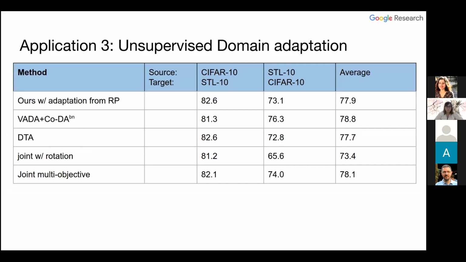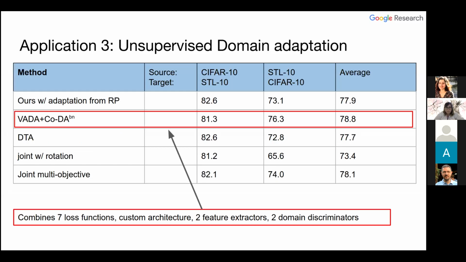In comparison to state of the art, we're within 1% of the best performing model, and this model is much more complicated. It's really tuned for domain adaptation, combines 7 loss functions, has a custom architecture, and uses domain discriminators. And it's actually jointly trained on both datasets, the source and the target domain, which is computationally heavy.